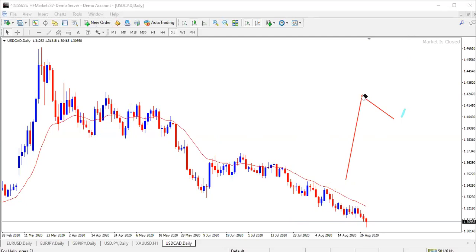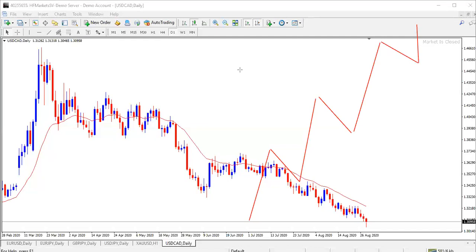Let me draw this thing again. So D1 says the market is going up. But by the time you got to H4, H4 is saying that the market is going down. That is a downtrend. So I'm not saying that they are not contradictory to each other. What you're actually seeing on H4, because H4 is a smaller time frame to D1, is something that falls around here in the market. That is the retracement of the uptrend.